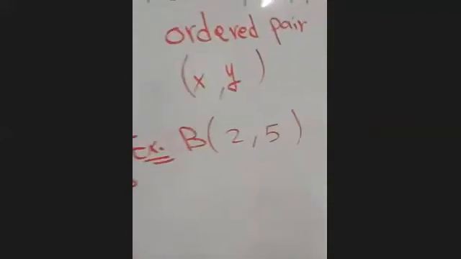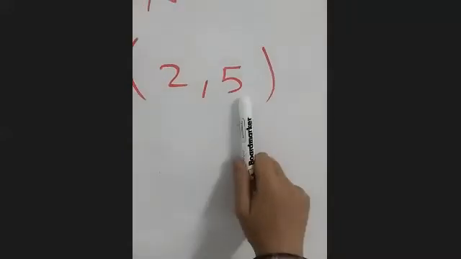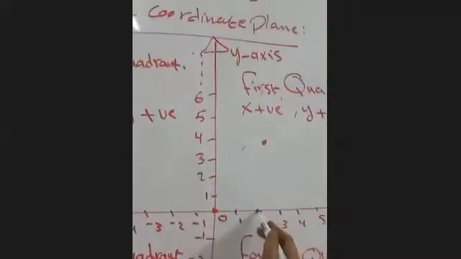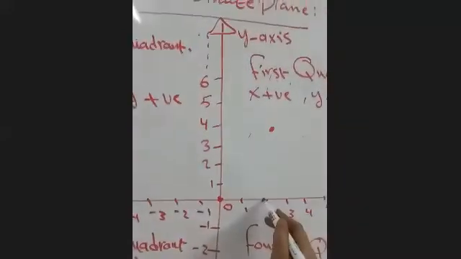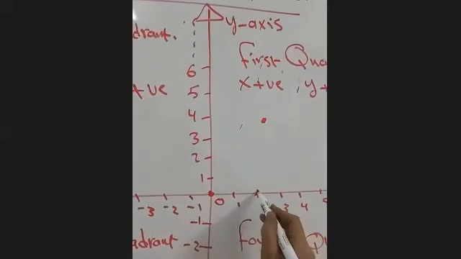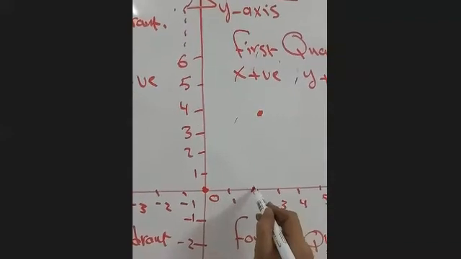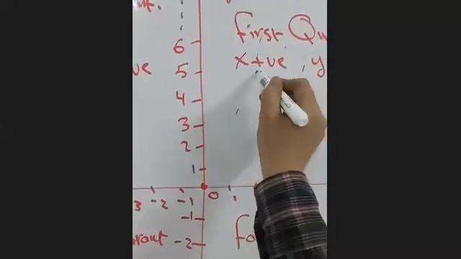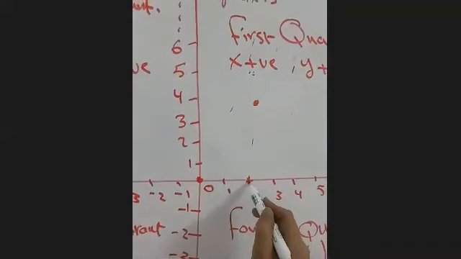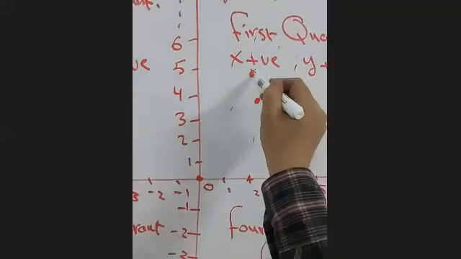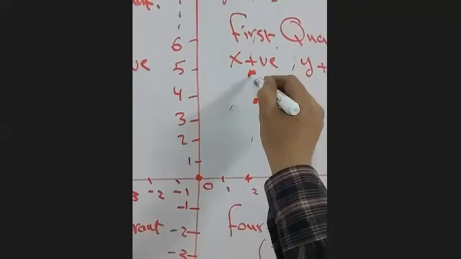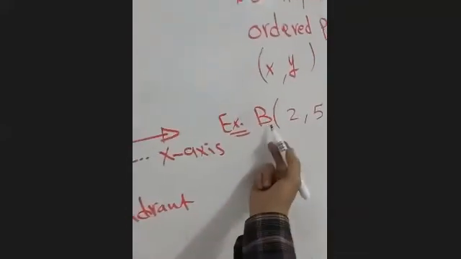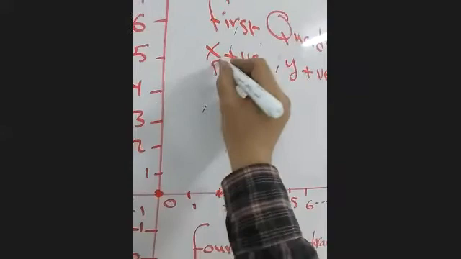Then what's y in the ordered pair? It is 5. Is 5 positive or negative? 5 is positive. So from 2, I will go up until I get the 5. Then I put my point here. What's the name of the point? It's B. So I will write here B.